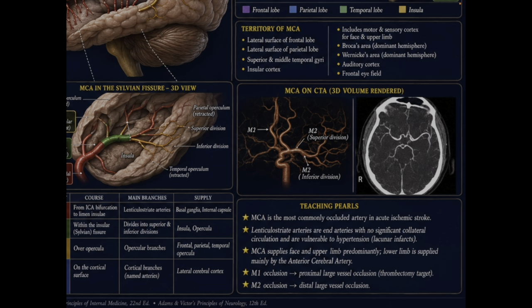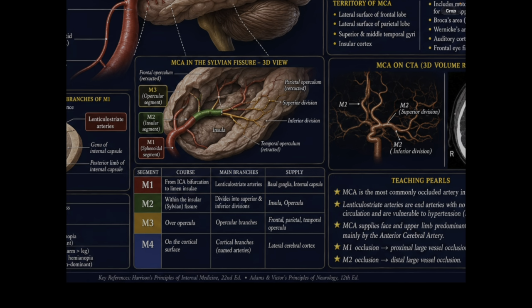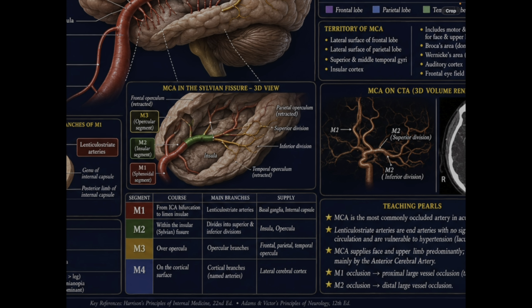So here again, summarizing the MCA in the Sylvian fissure. M1 is the sphenoidal segment, M2 is the insular segment, M3 is the opercular segment, and M4 is on the cortical surface. M4 is the lateral cerebral cortex; M3 gives the opercular branches, frontal, parietal, temporal. M2 lies within the insular Sylvian fissure and divides into superior and inferior divisions. M1 runs from the internal carotid artery bifurcation to the limen insulae and gives lenticulostriate arteries to the basal ganglia and internal capsule.